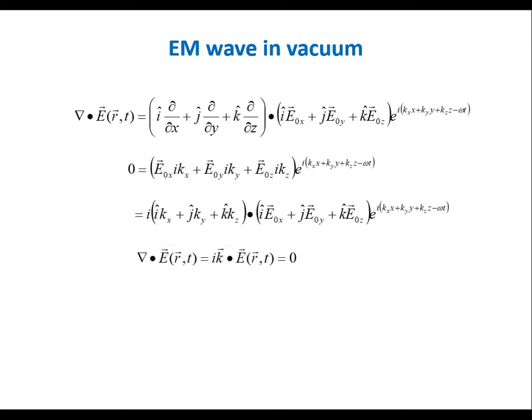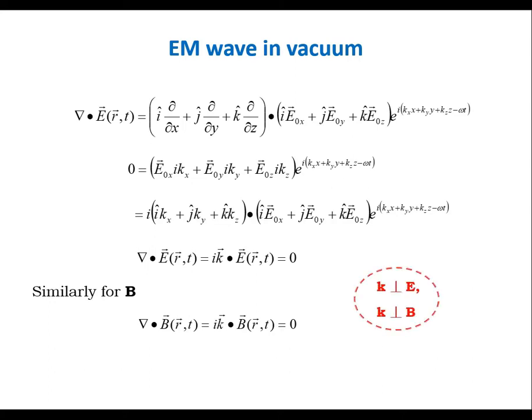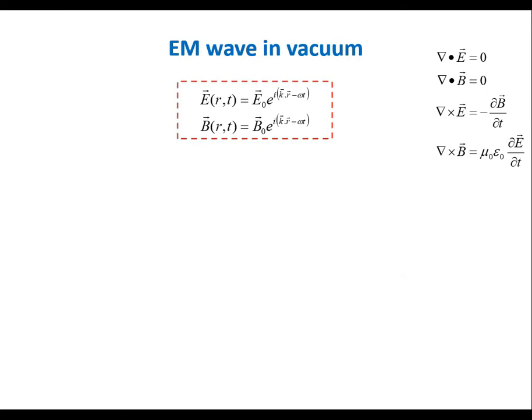Similarly, for magnetic field induction, we get this solution. The conclusion is that E and B both are perpendicular to K, the direction of propagation of the electromagnetic wave. Now we know that in an electromagnetic wave, electric field and magnetic field vary perpendicular to its propagation. Now put E and B solutions in third and fourth Maxwell equations.